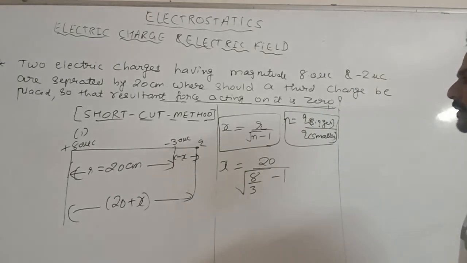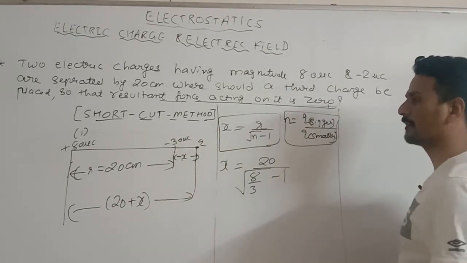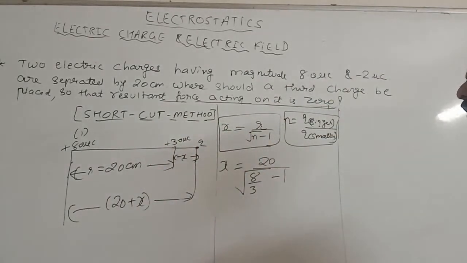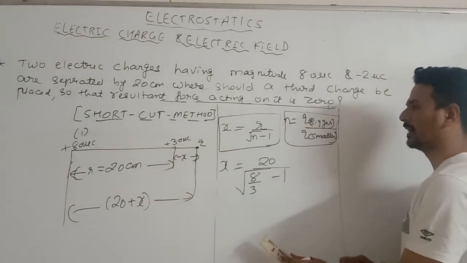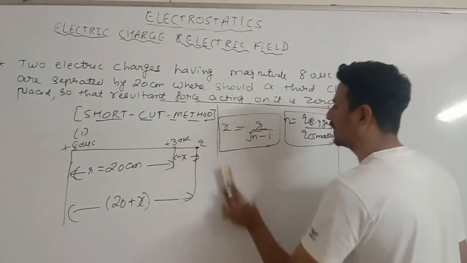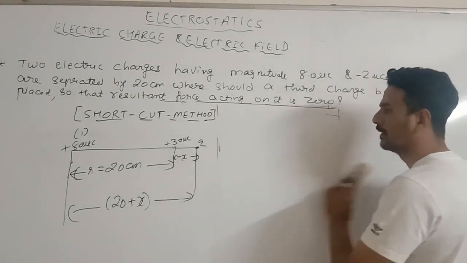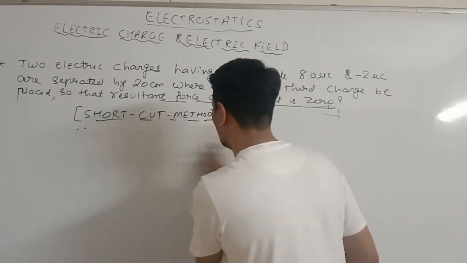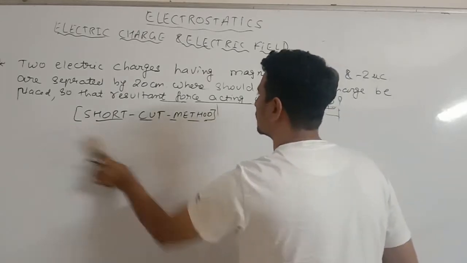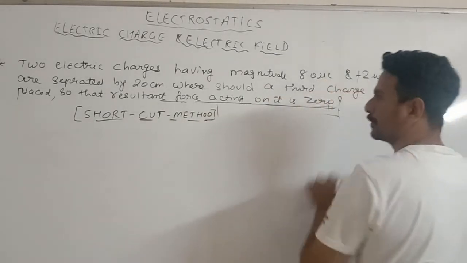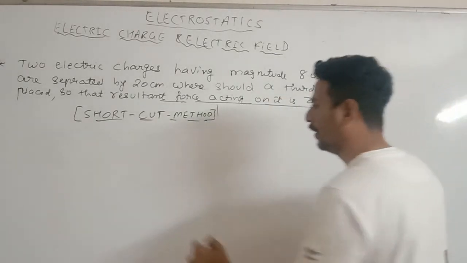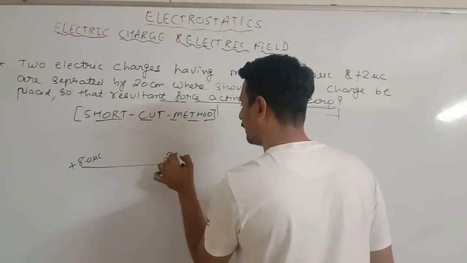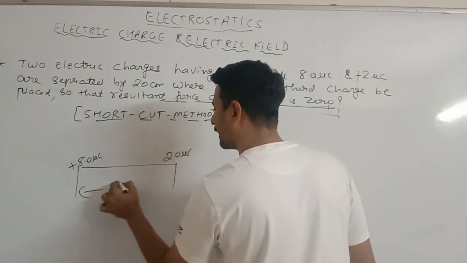Okay. Now, how to find the position of zero resultant force if both the charges are positive? Again, for that also we have a shortcut. Let's solve another question with another shortcut. Now if we are taking two charges, one is 8 microcoulomb and another is plus 2 microcoulomb. So both the charges are positive. The distance between them is again 20.